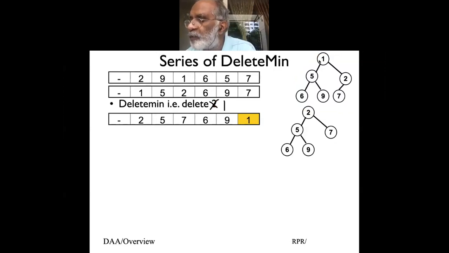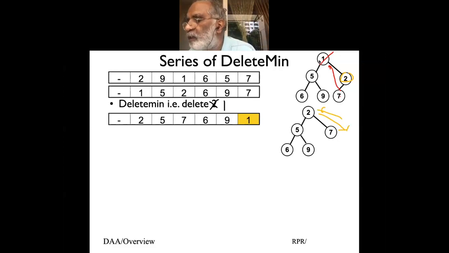we delete this, sorry, and move the last element, which is 7, move 7 to the top. And we move 7 to the top, compare 7 with the children. Now 7 is larger than both the children. Find out the smallest children. The smallest children happen to be 2. So exchange 2 with 7. So 2 comes here and 7 goes there.